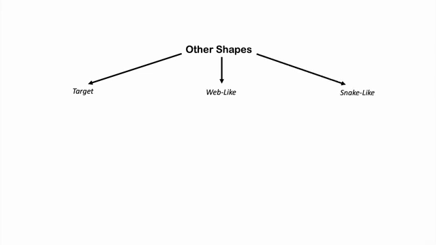Now, some other shapes that we can see include a target-like shape or a bullseye-like shape, a web-like appearance or web-like shape, and a snake-like shape. So we're going to look at these in more detail. So bullseye look to a lesion is actually called targetoid.